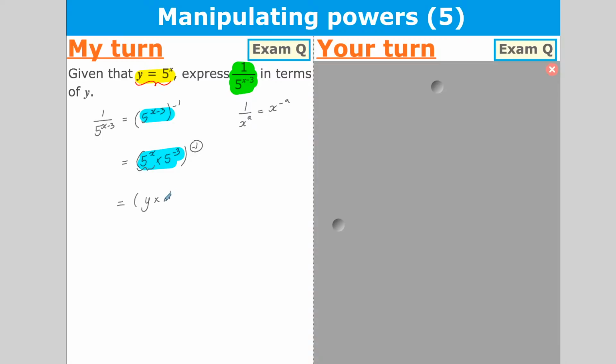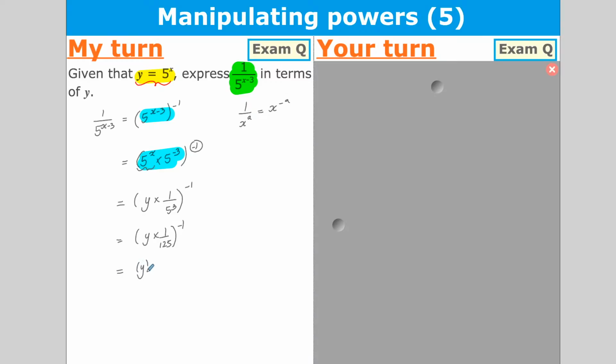5 to the negative 3, which is 1 over 5 cubed. I'm going to keep that negative 1 there. And I'm just going to evaluate this. 1 over 5 cubed is 1 over 125. So this is y times 1 over 125 to the negative 1. So what we can do is make the y to the negative 1 and make the 1 over 125 to the negative 1.